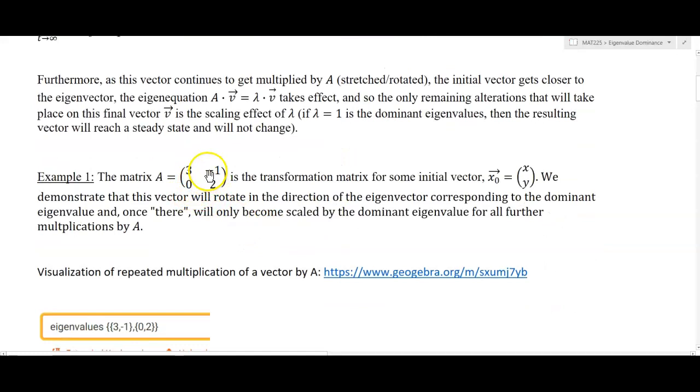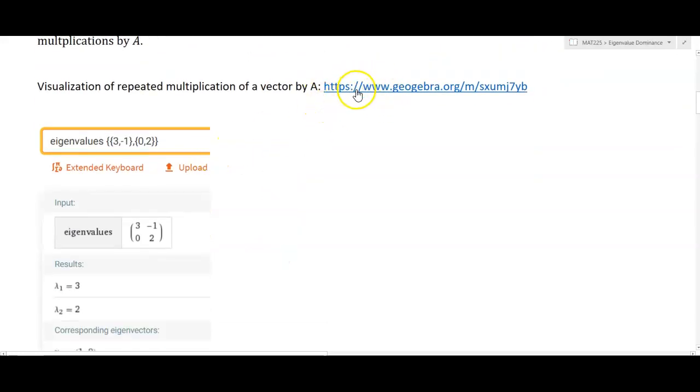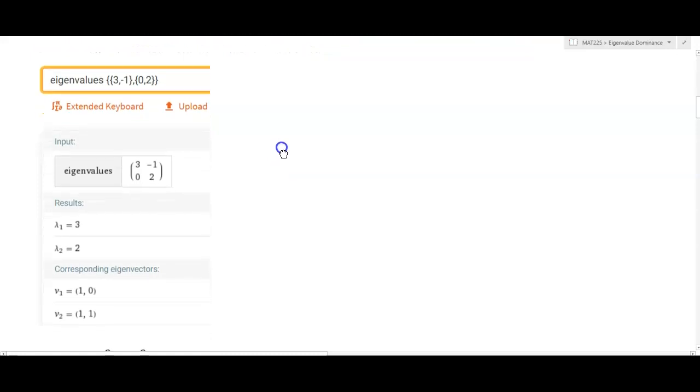So here is an example. The matrix A equals [3, 0; -1, 2] is the transformation matrix for some initial vector x naught equals (x, y). We demonstrate that this vector will rotate in the direction of the eigenvector corresponding to the dominant eigenvalue, and once there, will only become scaled by the dominant eigenvalue for all further multiplications by A. Here are the outputs, and we're going to use our applet from our last lesson to show this. Lambda 1 equals 3 is the dominant eigenvalue. This means that eventually, once we multiply our initial vector by A enough times, that vector is going to rotate in the direction of (1, 0).